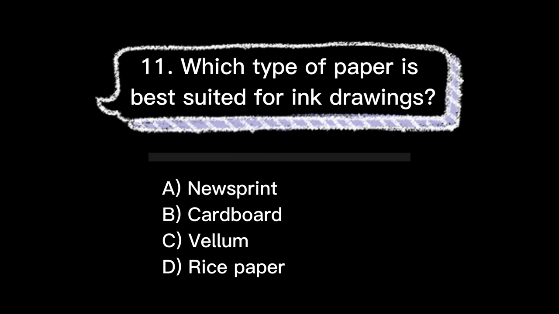Eleven. Which type of paper is best suited for ink drawings? A. Newsprint. B. Cardboard. C. Vellum. D. Rice paper. In 10 seconds, which do you think is the correct answer?